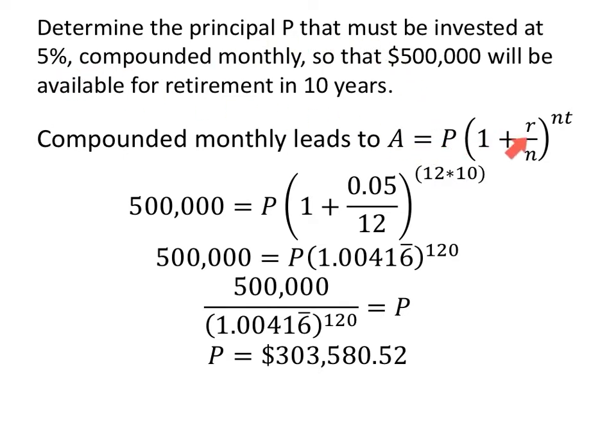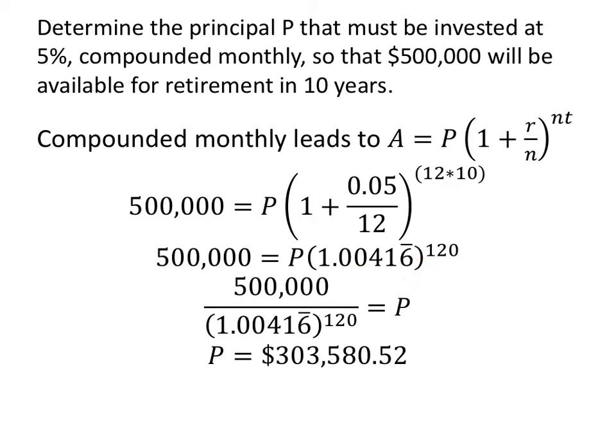At 5%, my interest rate always is a decimal, 0.05. Compounded monthly, monthly happens 12 times a year, so n equals 12. So that $500,000 will be available in the future, $500,000 in place of A, in 10 years, so my t value is 10. Notice, with the parentheses around the exponent, I can make sure this whole value is being raised to the 120 power. If I take care of my parentheses, 1 plus 0.05 over 12, I get 1.0041, and then a repeating 6, going old school here with the bar over the 6, to the power of 120.